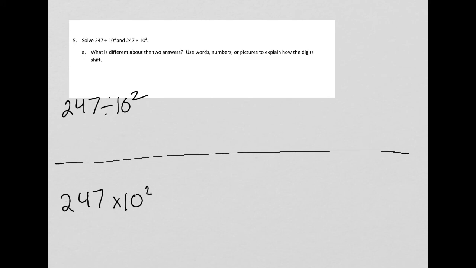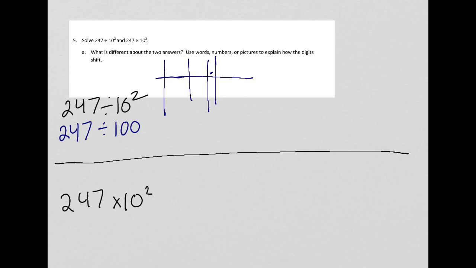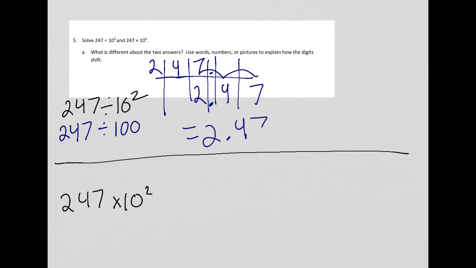10 to the 2nd power is really 100. So I'm doing 247 divided by 100. I can draw a quick place value chart for that. 247. I'm dividing by 100, so I'm going to move it 2 places to the right. So I get 2.47. So my digits shifted 2 places to the right.